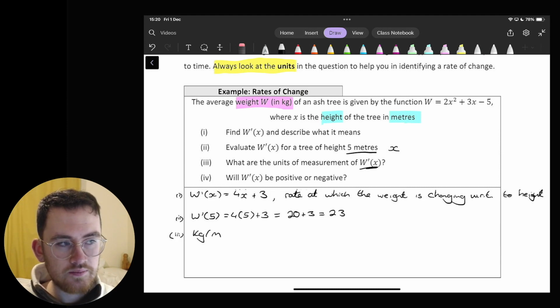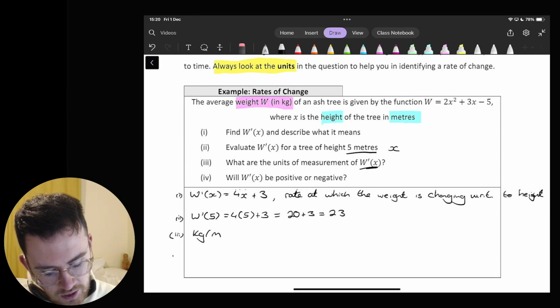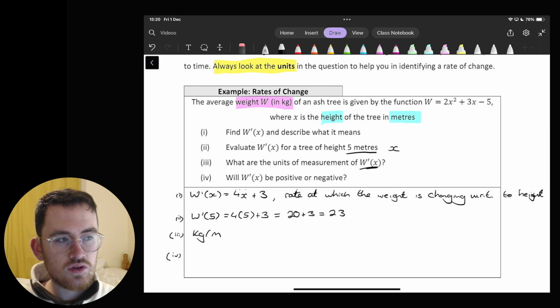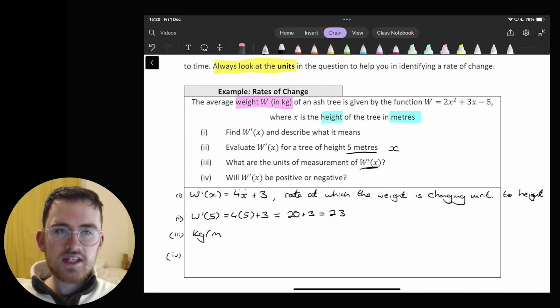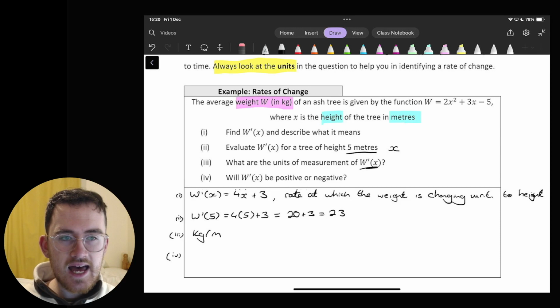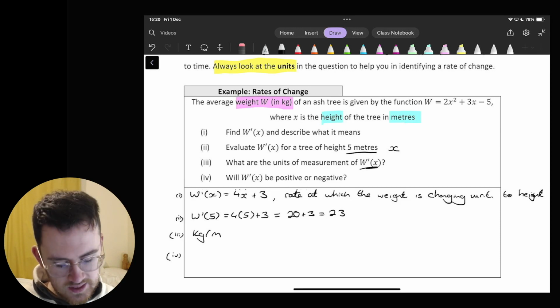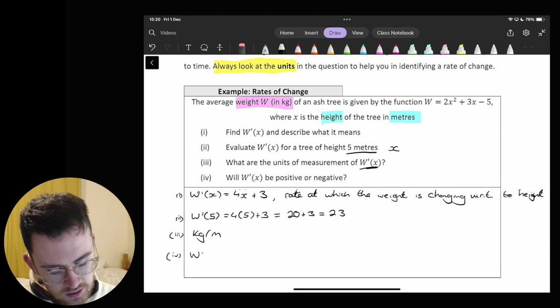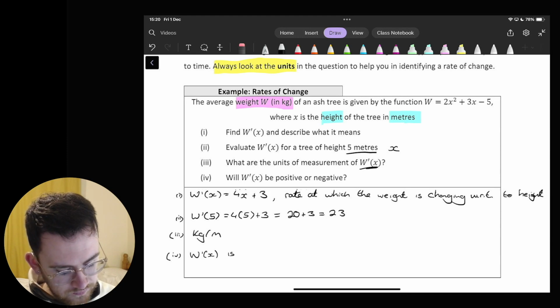Kilograms per meter. Okay, will it be positive or negative? Well, we're expecting that the rate of change is going to be positive, because the weight of the tree is expected to increase as the height of the tree increases. Okay, so that's kind of what I'm expecting. As the height increases, the weight of the tree will increase as well. So Wx is positive.